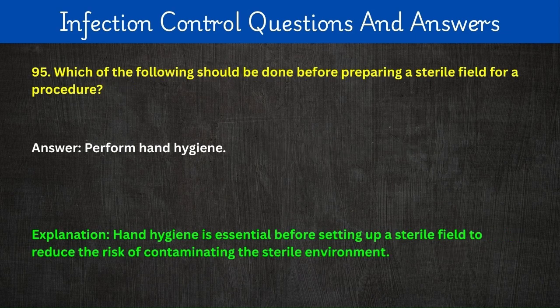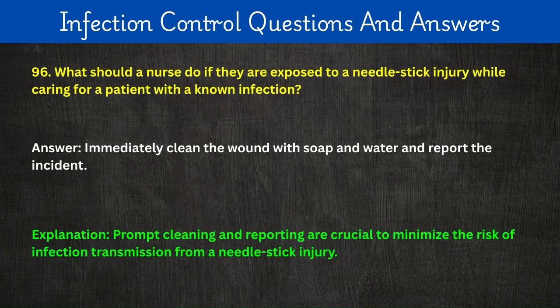95. Which of the following should be done before preparing a sterile field for a procedure? Answer: perform hand hygiene. Explanation: hand hygiene is essential before setting up a sterile field to reduce the risk of contaminating the sterile environment.